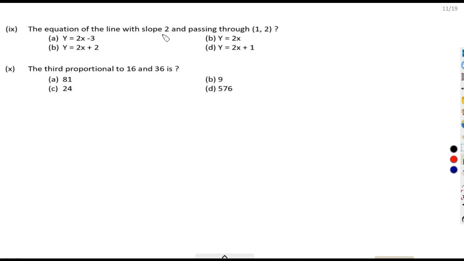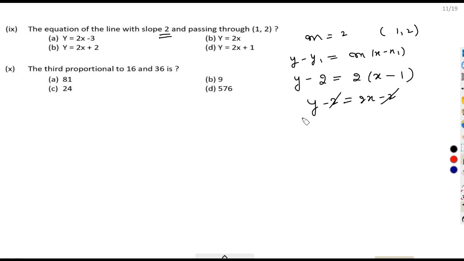The equation of a line with slope 2 and passing through (1, 2): apply the slope point formula, y minus y1 is equal to m times (x minus x1). Y is equal to 2x.